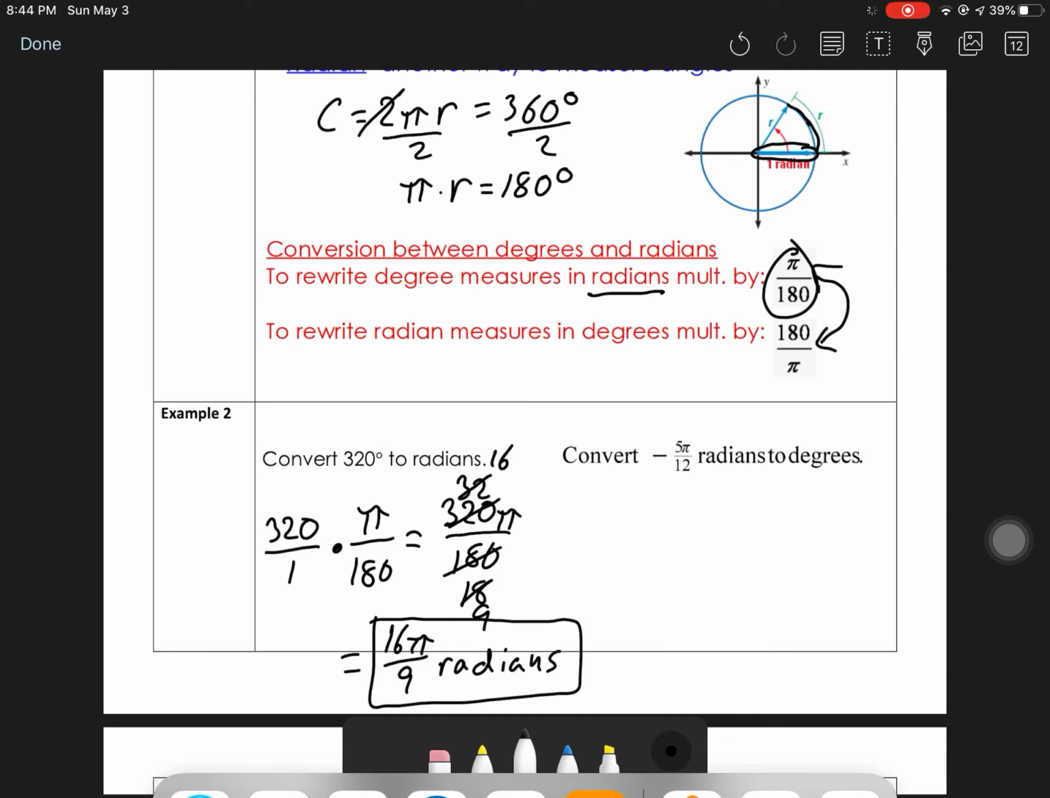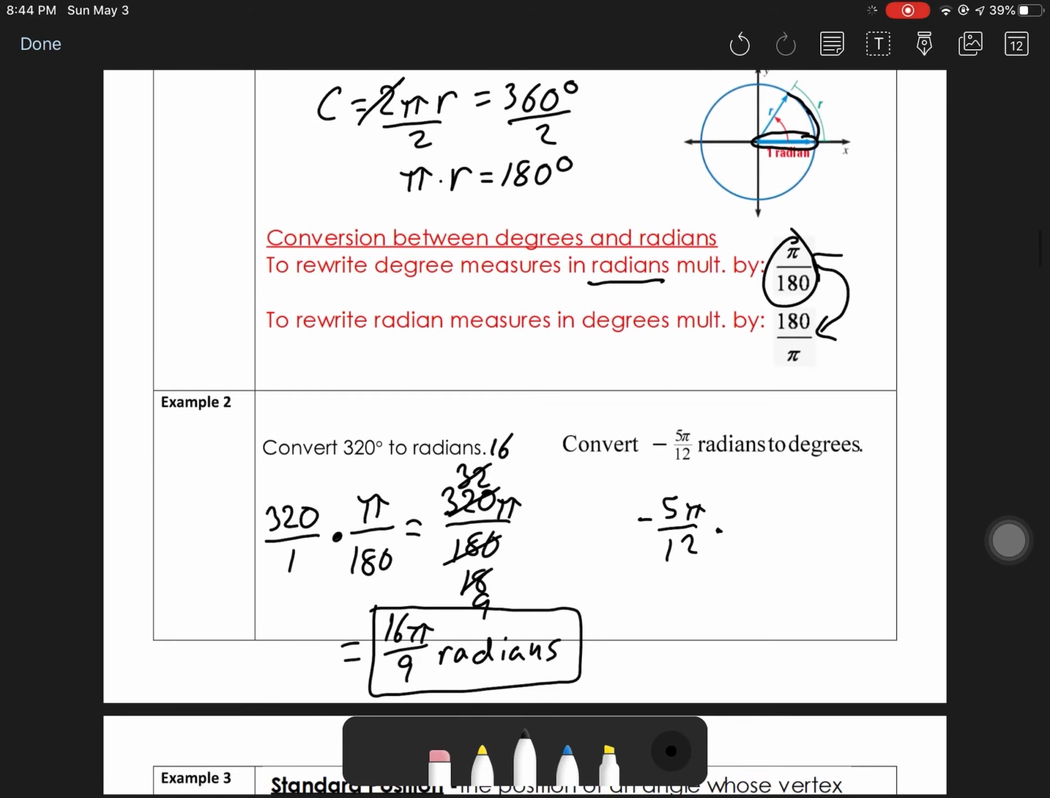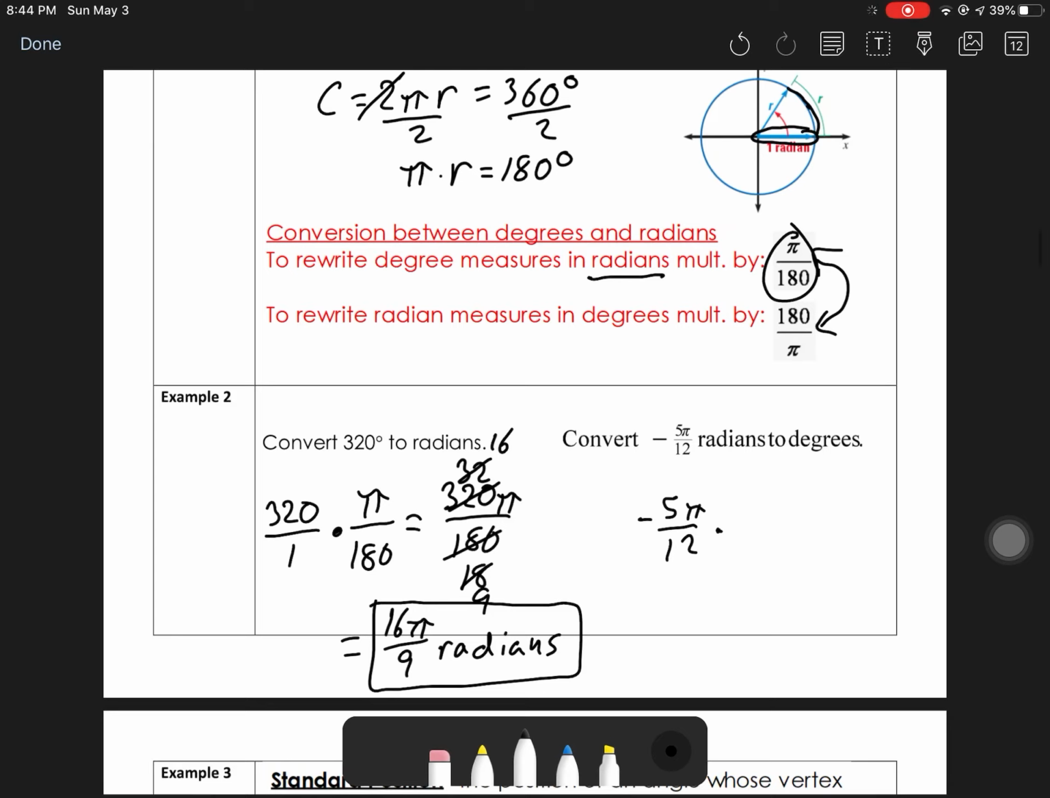Now we want to be able to go backwards as well. So we want to convert negative 5 pi over 12. And we're going to multiply that by, whoa, why is that moving?